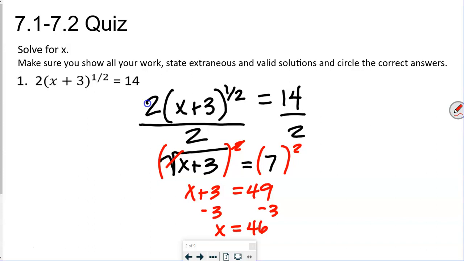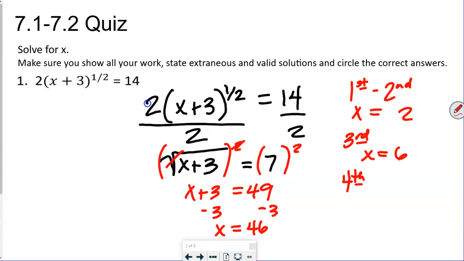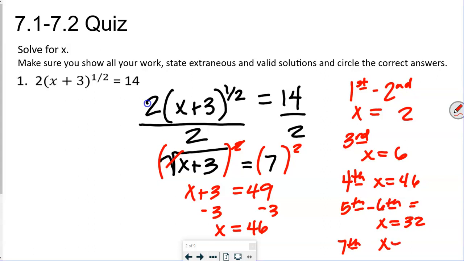Okay, so now if you were in first or second period, the answer to that question was x equals 2. If you were in third, the answer was x equals 6. If you were in fourth, that was this one, x equals 46. If you were in fifth or sixth, then the answer was x equals 32. And if you were in seventh, then it was x equals 18, okay?